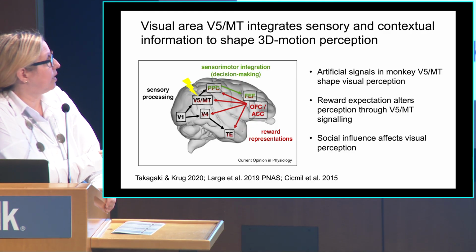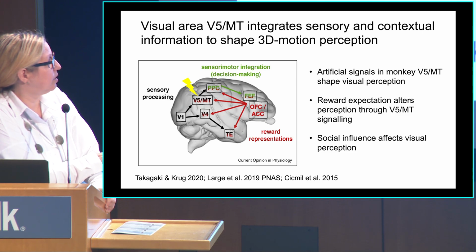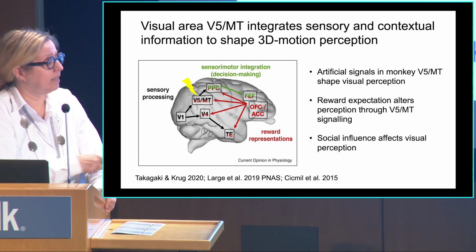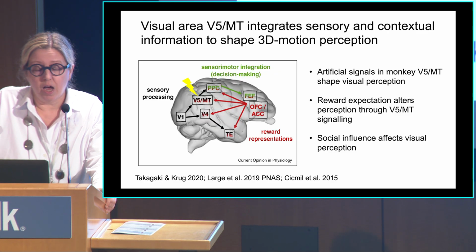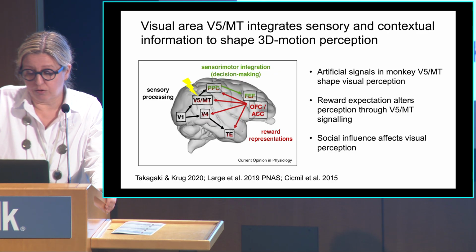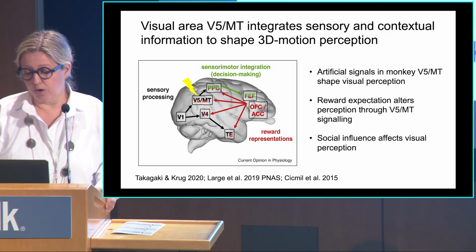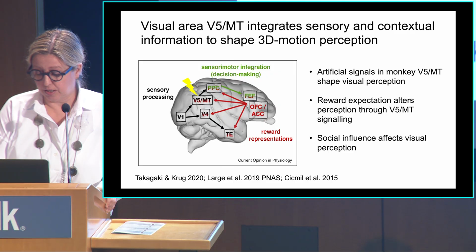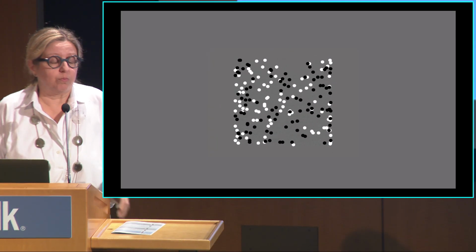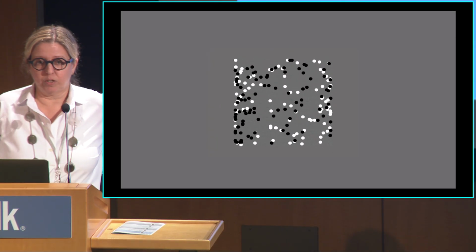And I will show you that artificial signals in V5MT can shape visual perceptions. I will touch briefly on this also being the representation where you find reward expectation signals, and they can change perceptions. And in other works, we have shown that social influence affects visual perceptions through these representations. So this is my stimulus, and now it takes audience participation.